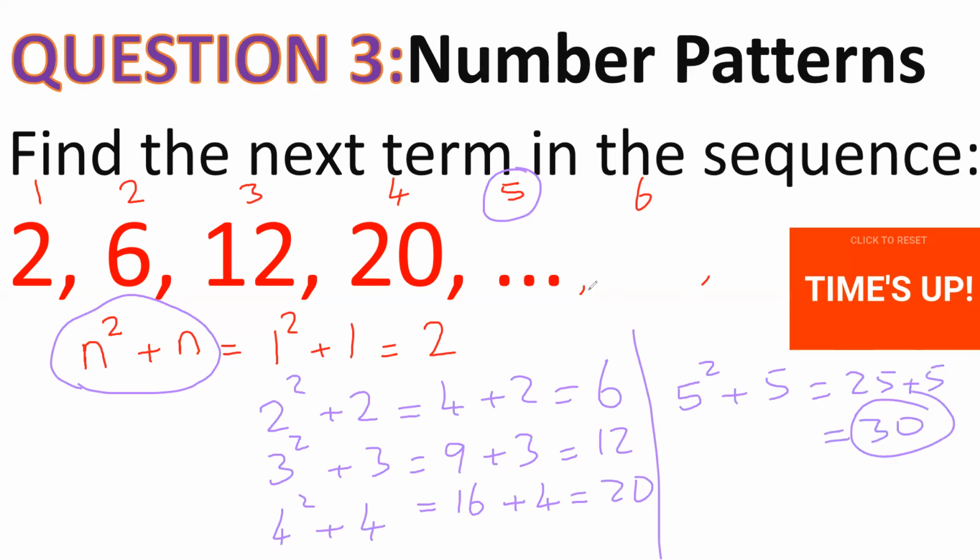Okay, so maybe they can ask you to calculate the next 2 numbers. So you can do 6 square plus 6. And then 36 plus 6 equals 42. If they ask you the next one, answer is 42. But for now, our answer is 30 because they ask you only the next term. All right, answer is 30. If your answer is 30, you have another 10 points. Okay, so let's continue with the next question, guys.